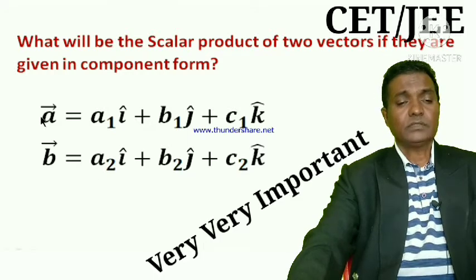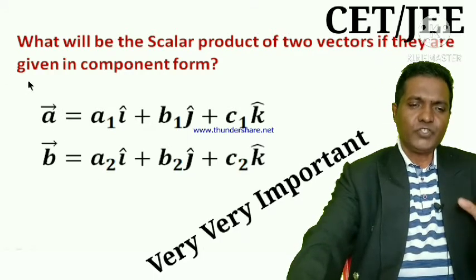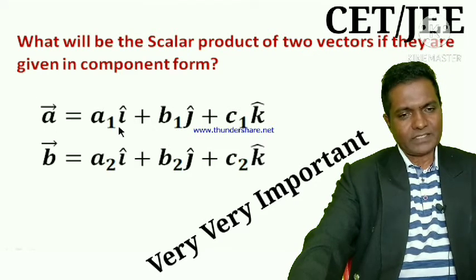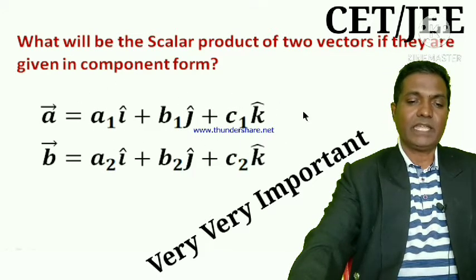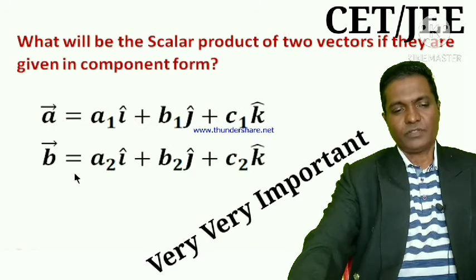Okay, so the previous formula for A dot B is used when you know the angle between the two vectors. But whenever they are given in terms of i cap, j cap, k cap, meaning in the form of components, then how can their dot product be found? So very, very important. Let's see here.